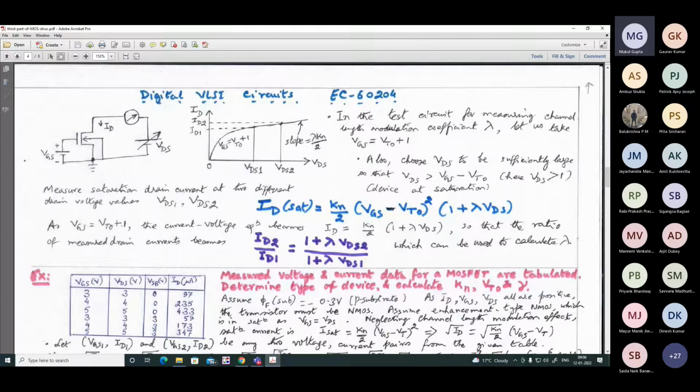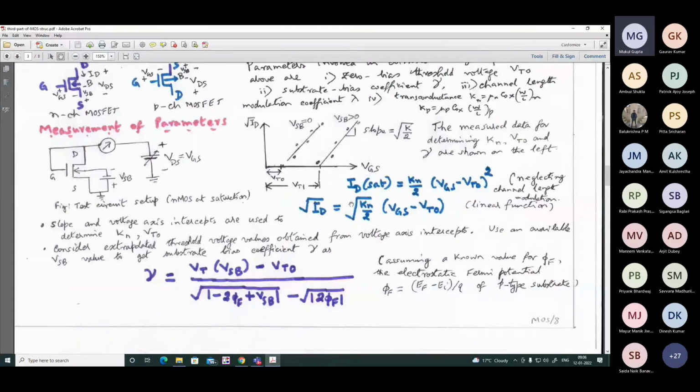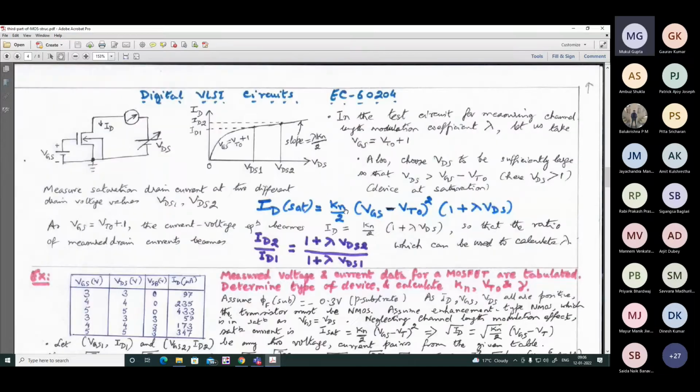Why is it so? If you have measured the zero bias threshold voltage from the earlier experiment, now you have a fairly clear idea of VT0. Suppose VT0 is found to be 1.3 volt, then you keep VGS just 1 volt above that. So this second test setup is merely to help us calculate lambda, the channel length modulation coefficient.